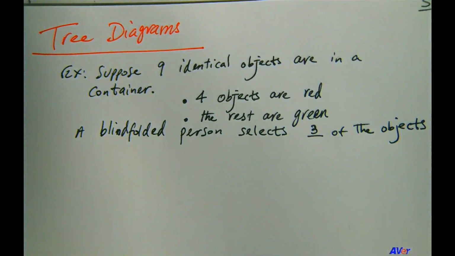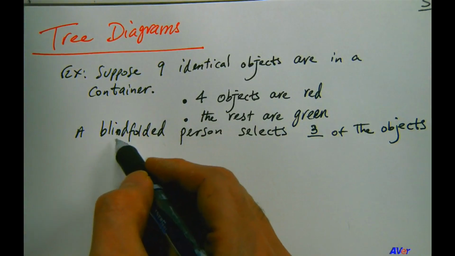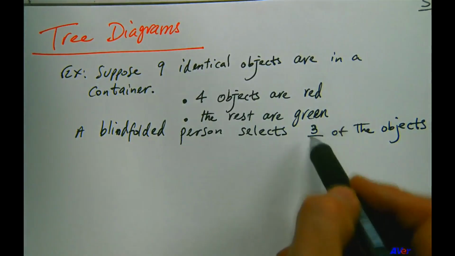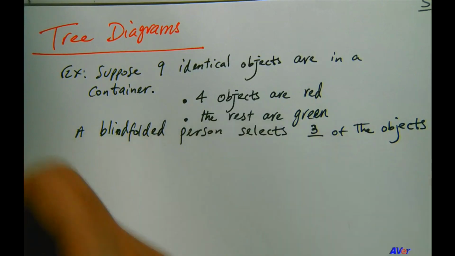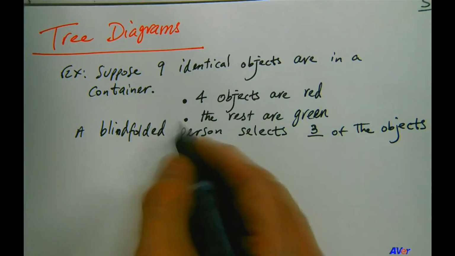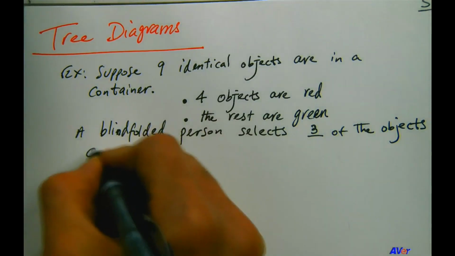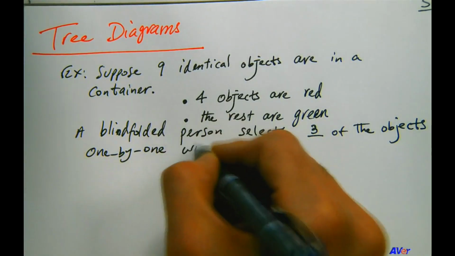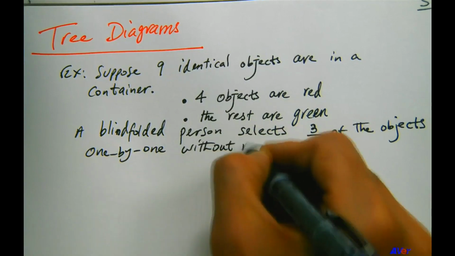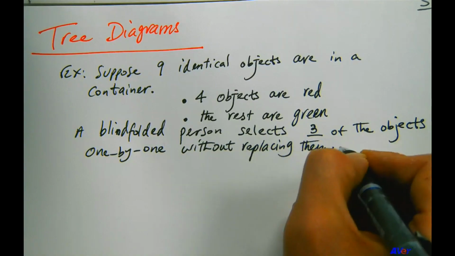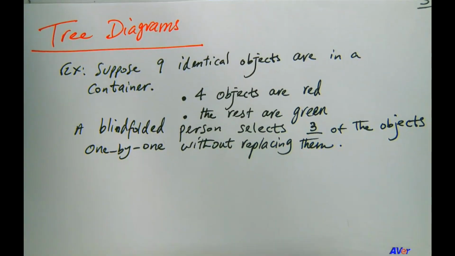3 of the objects. So the point of this person being blindfolded is that the person cannot cheat or rig the experiment. So these 3 selections of the objects from the container is an unbiased selection. Okay, that's the significance of it. Okay, so we have that scenario.